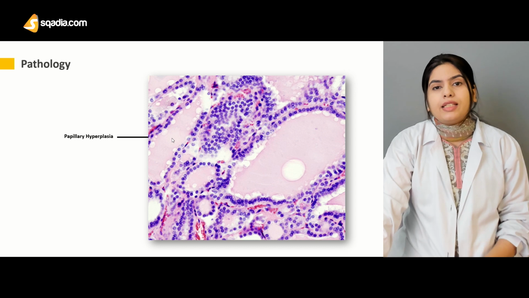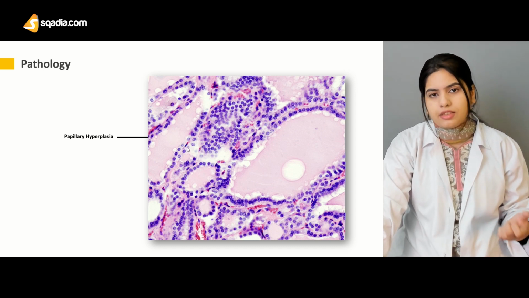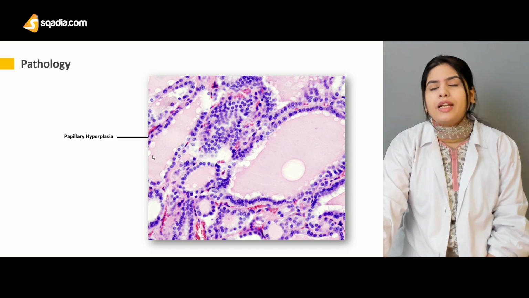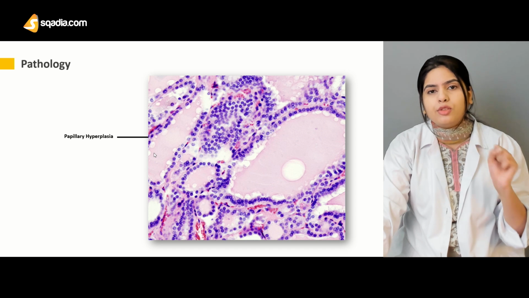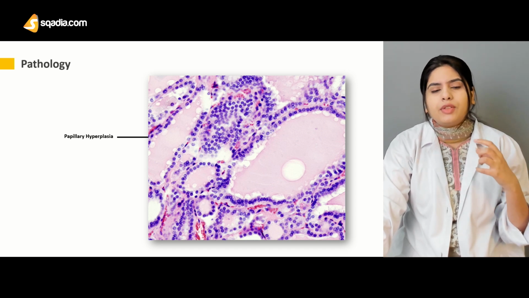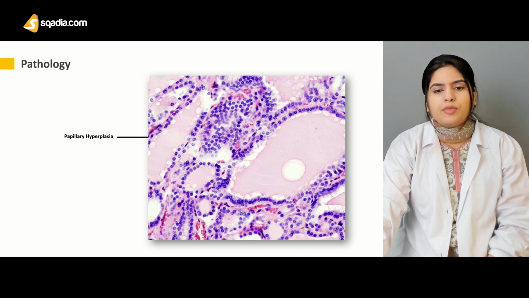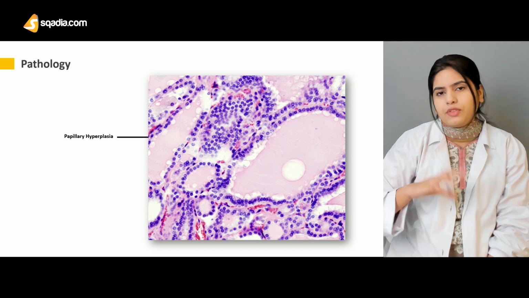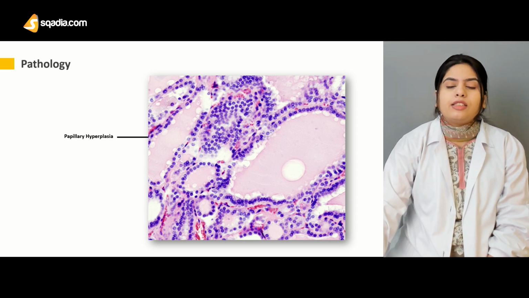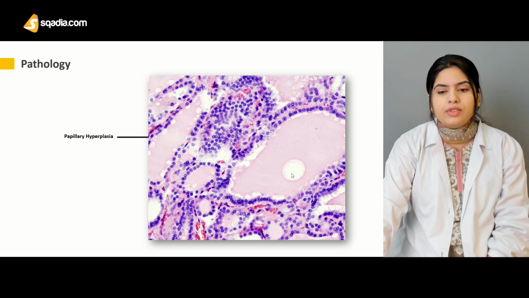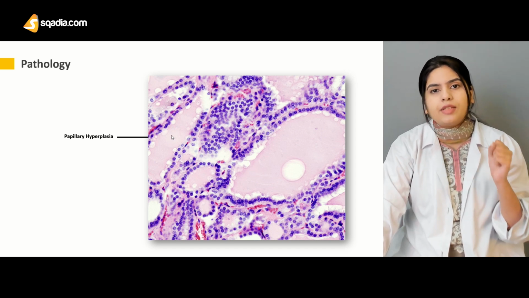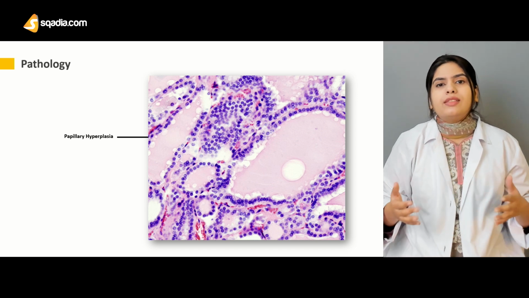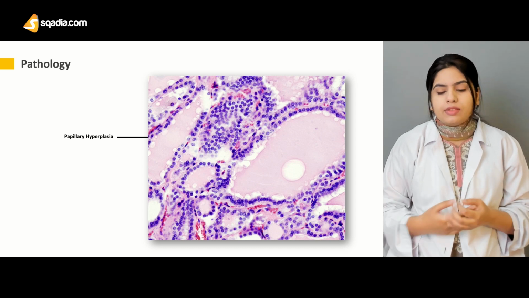Now, this hyperplasia can be a prognostic factor for cancer or carcinoma. Also, this papillary hyperplasia can be confused with papillary carcinoma. If you look at the pathological images, both are almost similar. But the differentiating point is that the nucleus in case of papillary hyperplasia is visible. It is hyperchromatic and can be seen easily. Whereas in case of papillary carcinoma, papillary cancer, the nucleus is not visible and it cannot be seen within the cells.